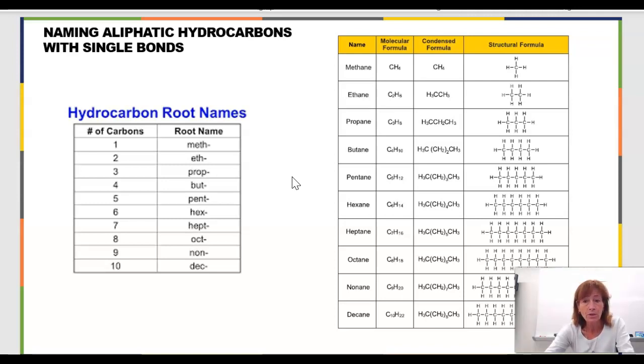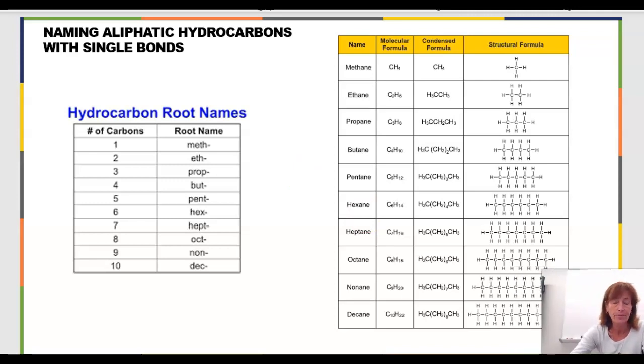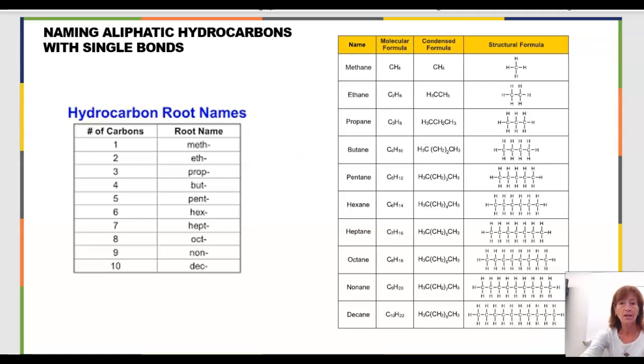Then when you go over here to the right, what you see is that we can look at these hydrocarbons with their bonding to hydrogen. So methane: meth meaning 1 carbon, and then the ANE ending means that everything in this molecule has a single bond. No double bonds, no triple bonds, just single bonds. So ANE tells you that automatically.